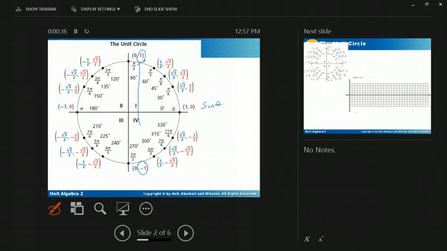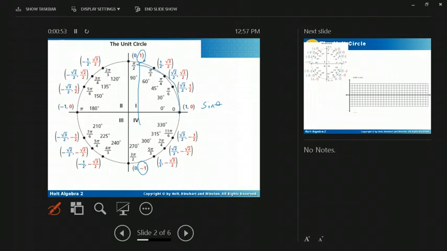By the way, it doesn't matter. What if I say, you know what? I don't want a sine of 360. I want a sine of 720. Wait a second, 720. So it would be the same as 0 or same as 360, right? So it doesn't matter. It's going to come right back.